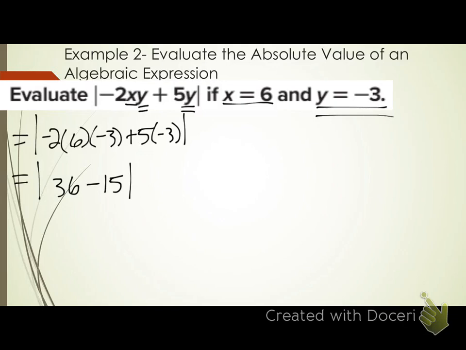36 minus 15. What does that give me? 21. So now I have simplified everything inside my absolute value bars. Once I simplify everything inside, now I can actually take the absolute value. What would the absolute value of 21 be? 21. 21 is a distance of 21 from 0. And there's my final answer. That's all I've got to do.